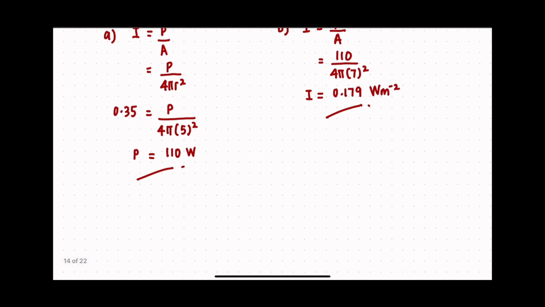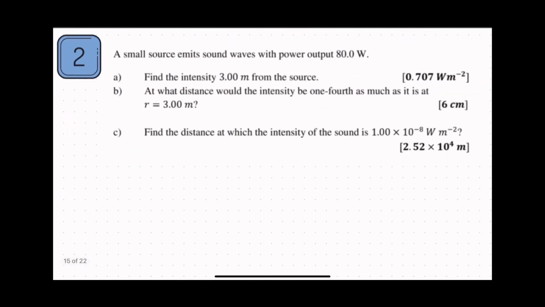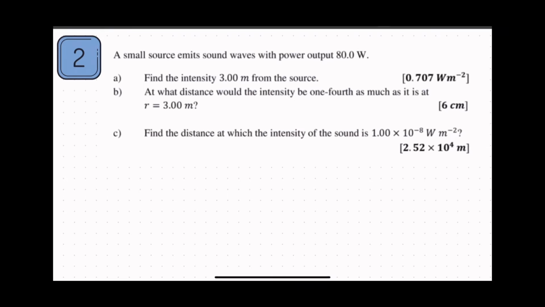Okay, so next, number 2. A small source emits sound wave with a power output of 80 watts. Find the intensity 3 meters from the source.